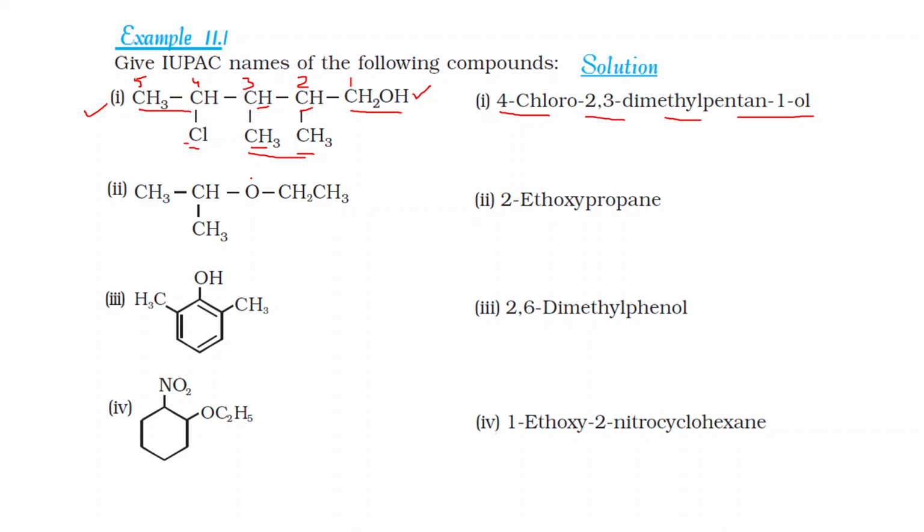Now come to this, it is an ether. How will you identify this is ether? This is oxygen and this is an alkyl group and this is also an alkyl group. Now this is smaller and this is larger.